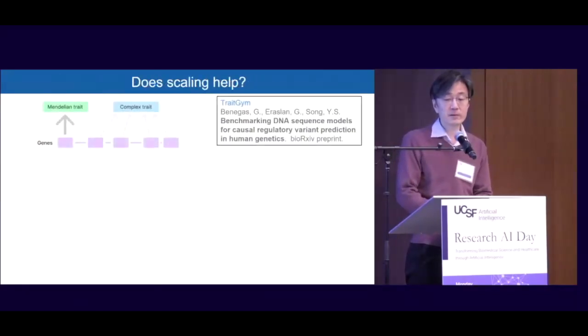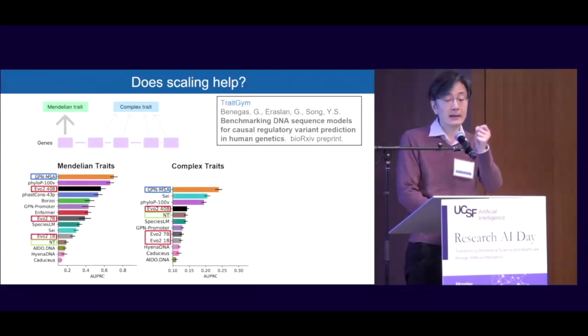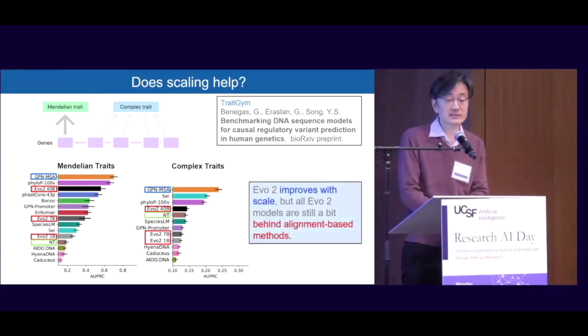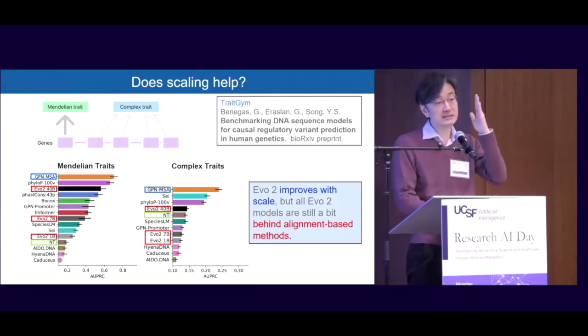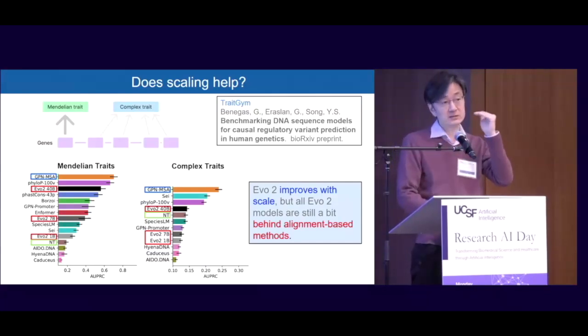So does scaling help? We tried to look at EVO2 since it has received so much attention. And the take-home message is that scaling does help. If you go from 1 billion to 40 billion, the performance increases, but it does not really reach the level that we can achieve by using inductive bias from evolution, alignment-based models.